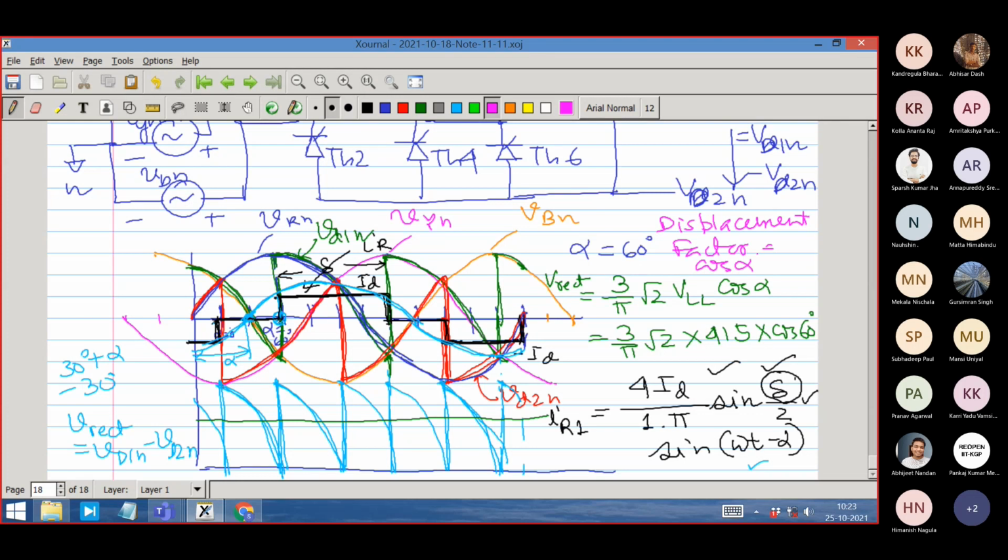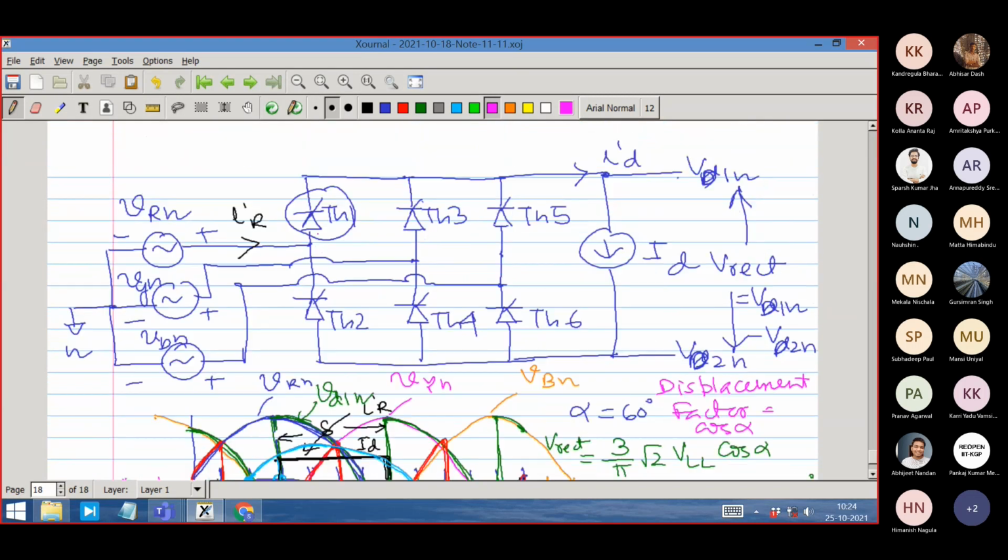This is for the full bridge converter with 6 thyristor switches, right? So I have described the waveform, and I request you to draw it yourself. If somebody asks you what is the voltage across thyristor TH1, obviously when thyristor 1 is conducting, the voltage collapses to 0. Otherwise, thyristor 3 will be conducting.